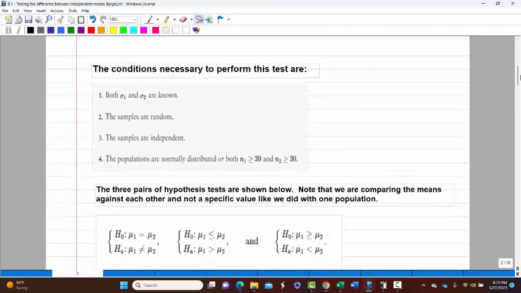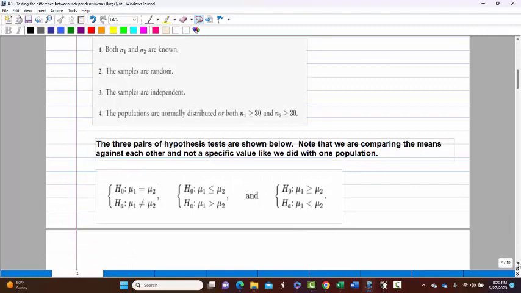Now the conditions that we need: both population standard deviations are known. That's why you see we've got subscripts here, sigma 1 and sigma 2. Samples are random, samples are independent, and populations are normally distributed, or both sample sizes are greater than or equal to 30. That's probably what we'll mostly have, sample sizes greater than or equal to 30, but if not, they would have to be from a normal population.